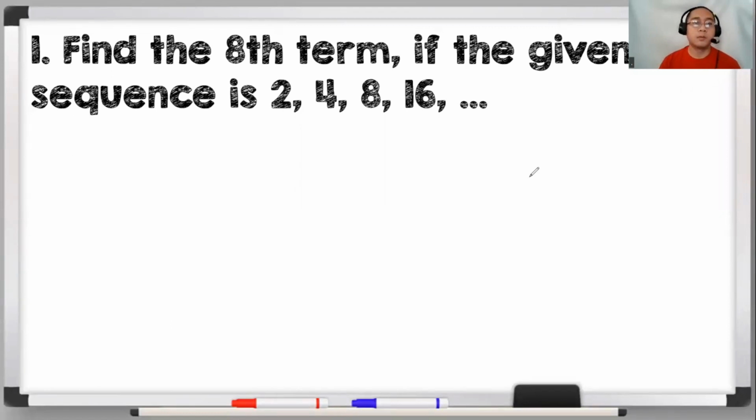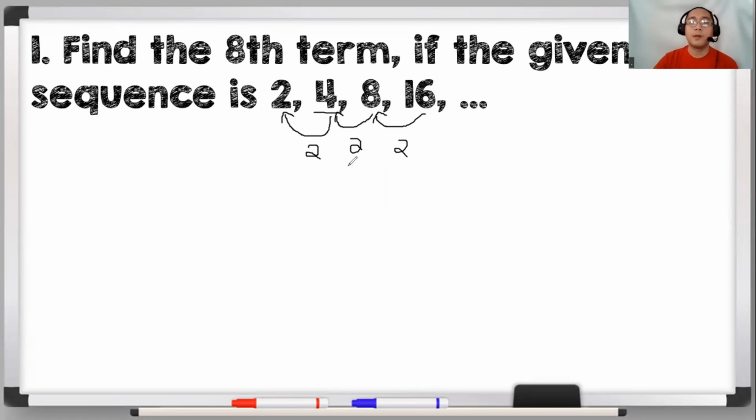Let's start solving now the number 1 problem. Find the eighth term of the given sequence 2, 4, 8, 16. Always take note that we don't have a statement provided that this sequence is a geometric. So therefore, we will test the given sequence using the common ratio. So all we need to do is divide 4 by 2, which results to 2. 8 by 4 results to 2. 16 by 8 results to 2. Therefore, we can say now that this given sequence is a geometric.